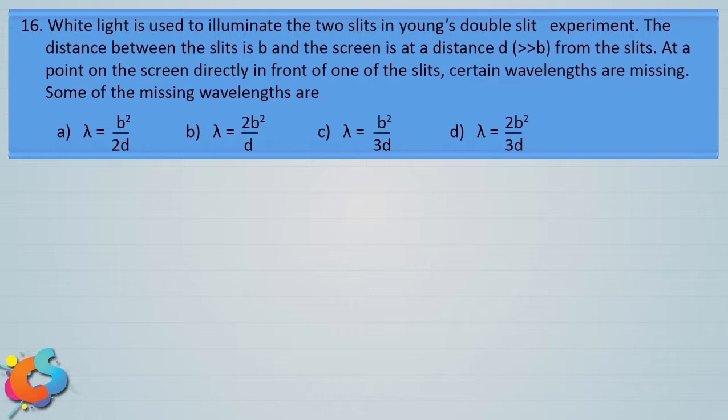Option A. Lambda is equal to b square by 2D. B. Lambda is equal to 2b square by D. C. Lambda is equal to b square by 3D. And D. Lambda is equal to 2b square by 3D.